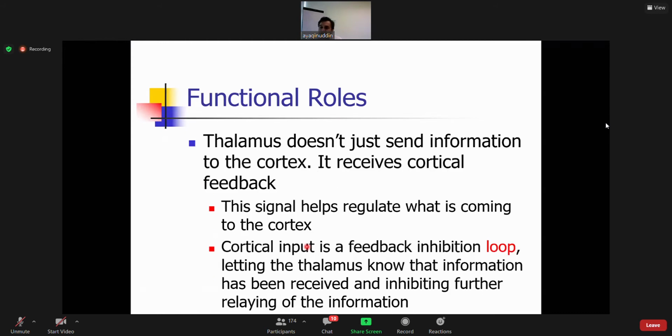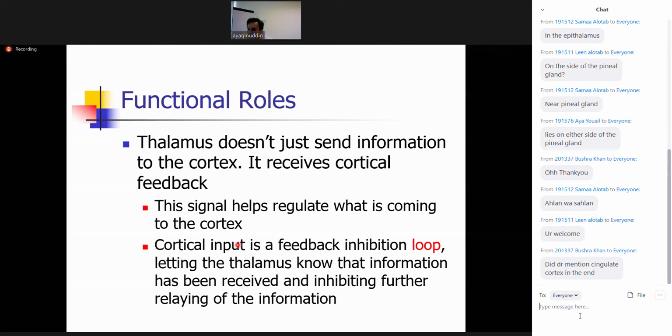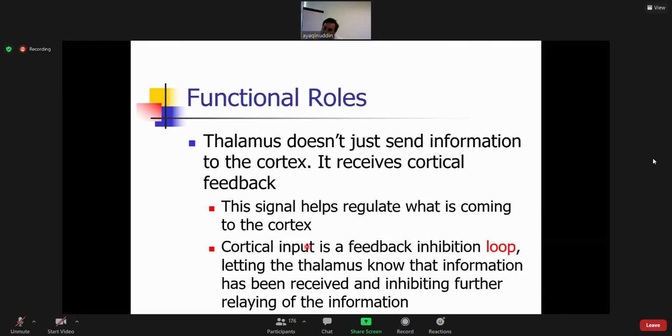The thalamus doesn't just send information to the cortex, it receives cortical feedback. This signal helps regulate what is coming to the cortex, and cortical input is the feedback inhibition loop, letting the thalamus know that the information has been received and inhibiting further relay of information. So there is two-way communication between the cortex and the thalamus.